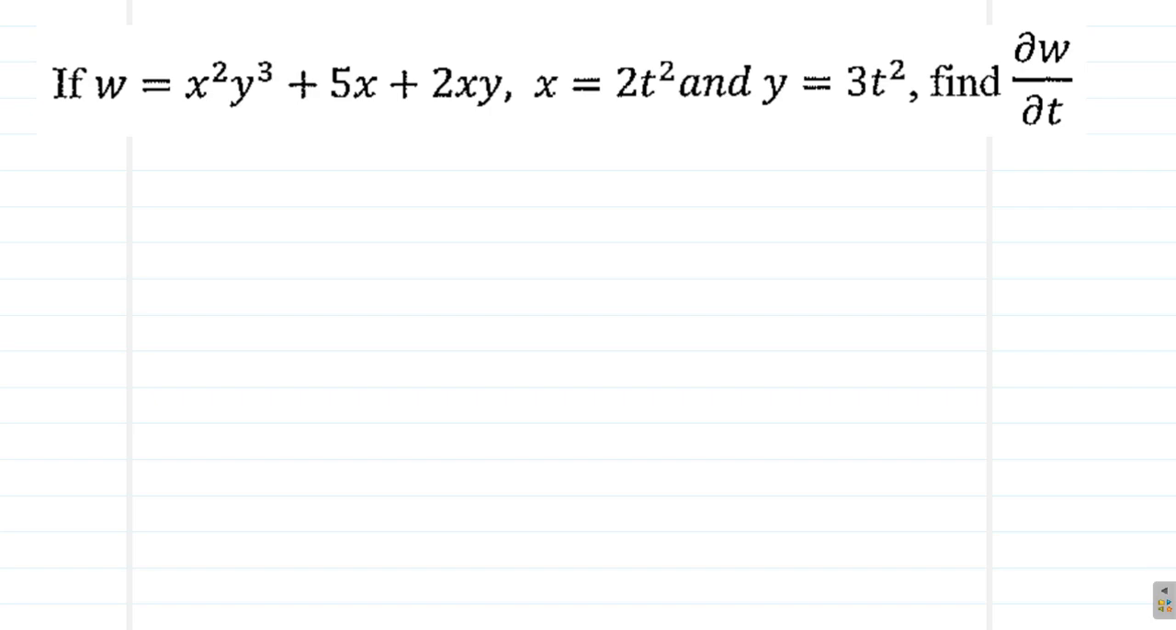Here we have w is equal to x squared y cubed plus 5x plus 2xy. x is equal to 2t squared and y is equal to 3t squared. You must find partial w by partial t. Alright?